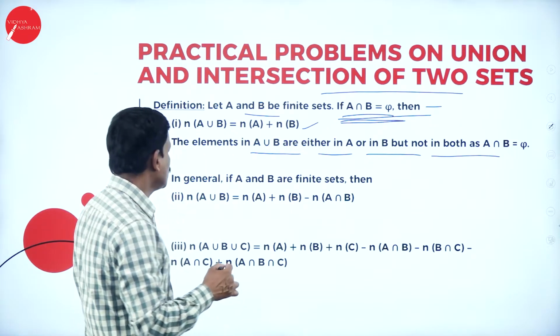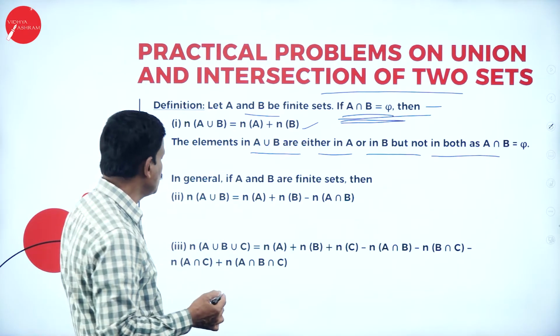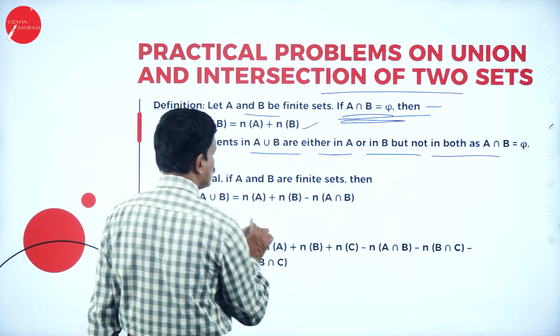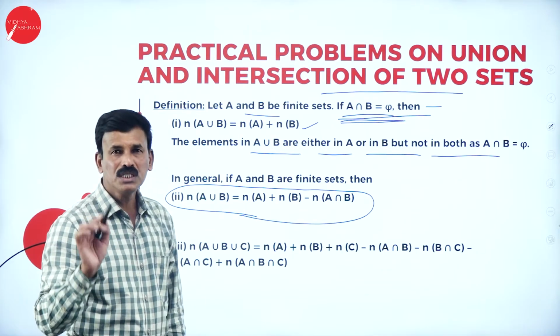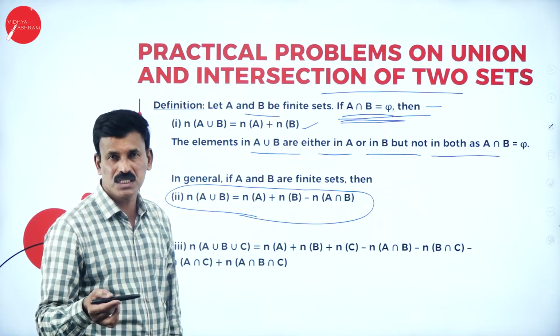Now, in general, if A and B are finite sets, then we have a formula: n of A union B is equal to n of A plus n of B minus n of A intersection B. This is a very important formula to solve the problems. So, n of A union B is equal to n of A plus n of B minus n of A intersection B for any two sets A and B.